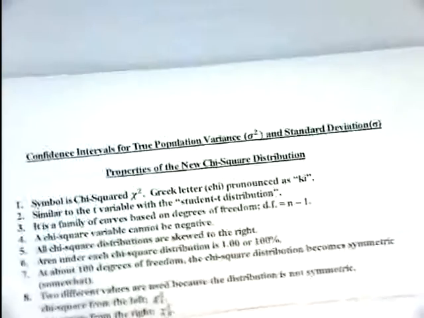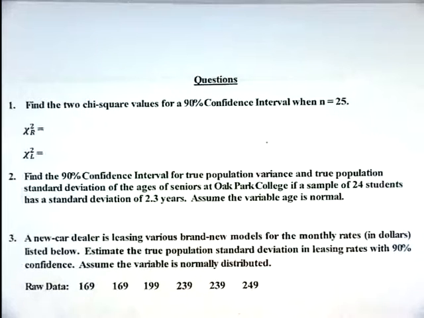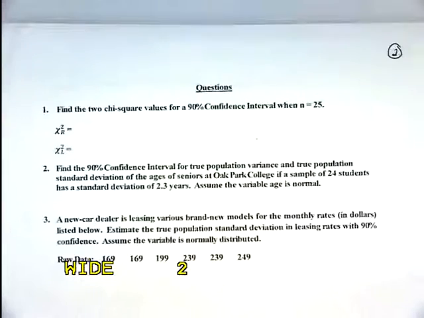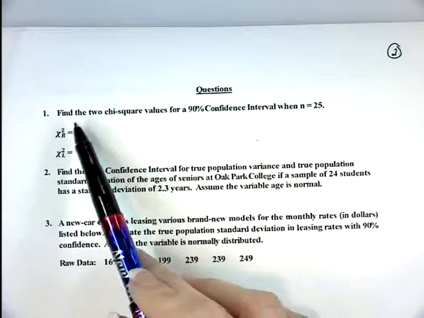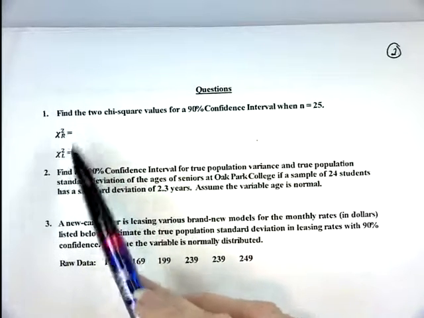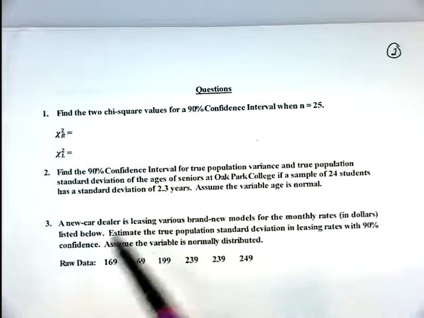I would like for us to look at the problems. And these are the problems discussed in the lecture notes. The first problem just deals with using the famous chi-square table and how to find those chi-square from the right values and those chi-square from the left values.